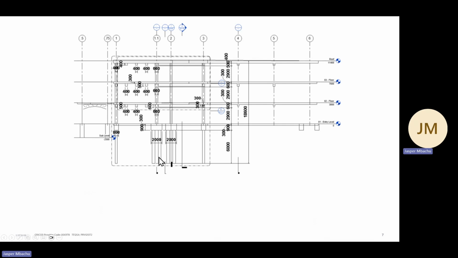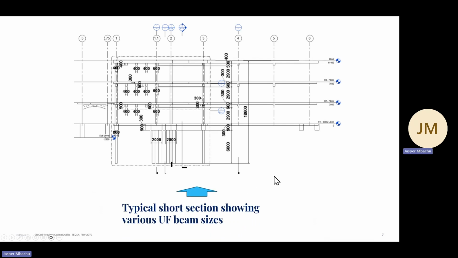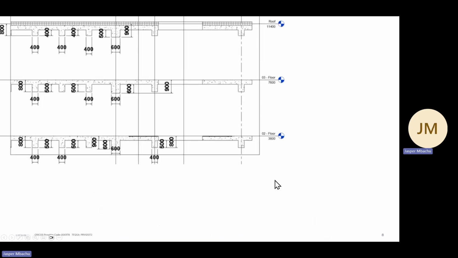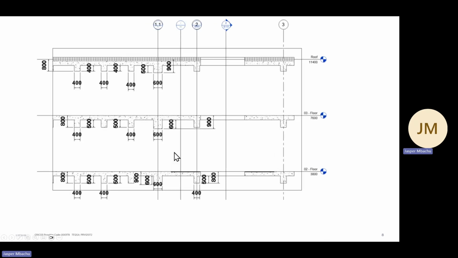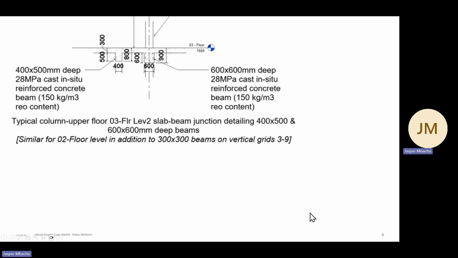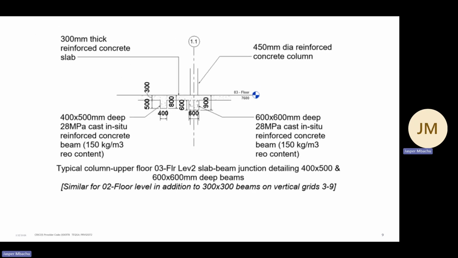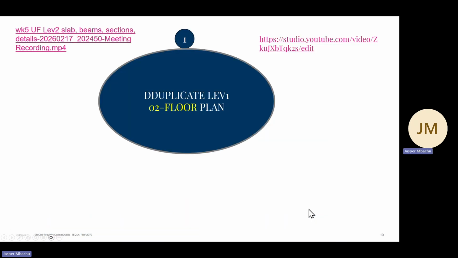All right, so a typical section here, and a short section, another typical one that shows those smaller beam sizes, the 300 by 300 beam sizes. I'm not sure, I think it should be this other one. And then we provide a typical callout where you provide the dimensions of the beams. All right. So duplicate levels 02 floor plan.